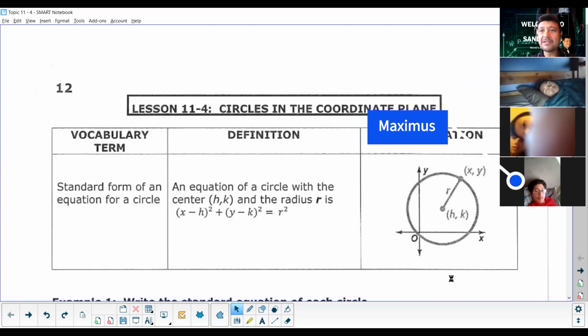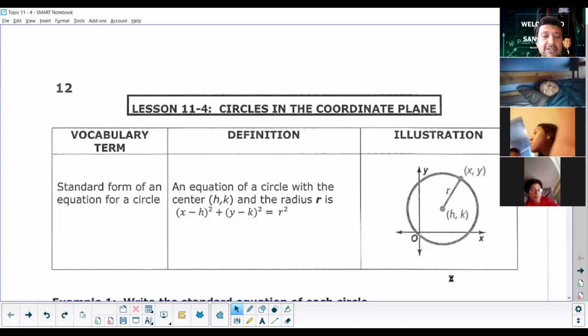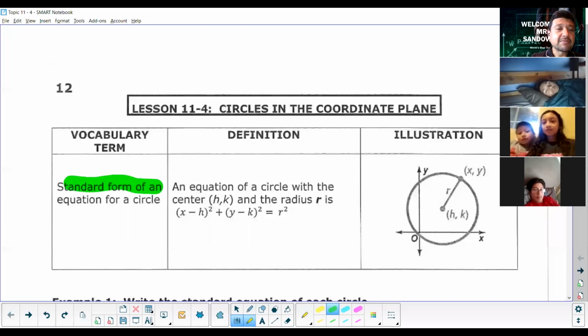One of the things that we're going to discover is that with circles, for some of you that's gone through transformations, this is very good. For others, this is going to be very new. But let's start with, Marcus, go ahead and read the vocabulary term.